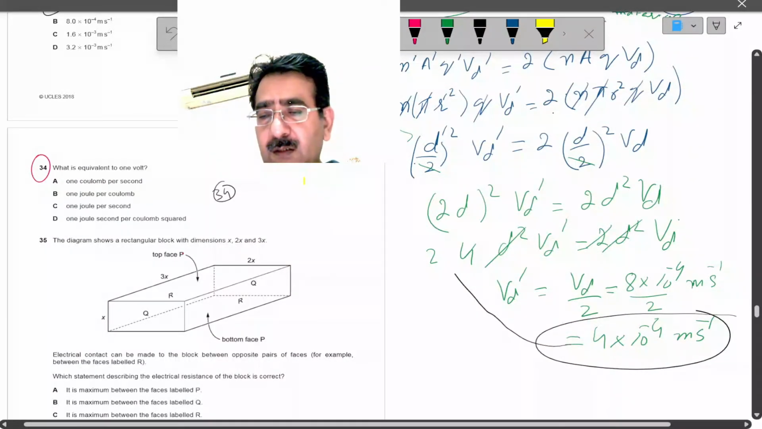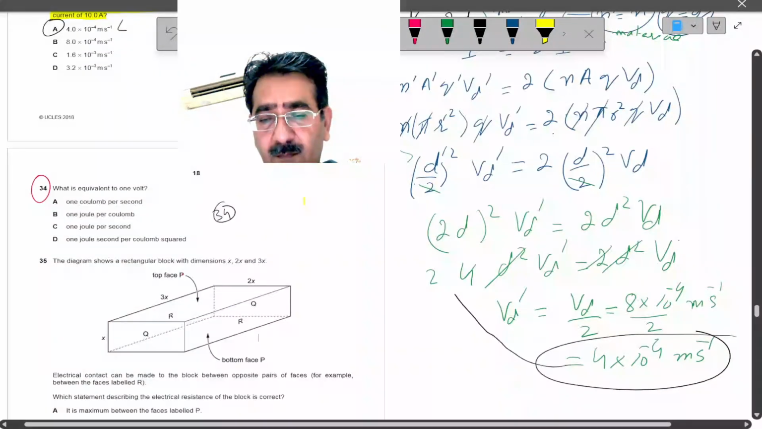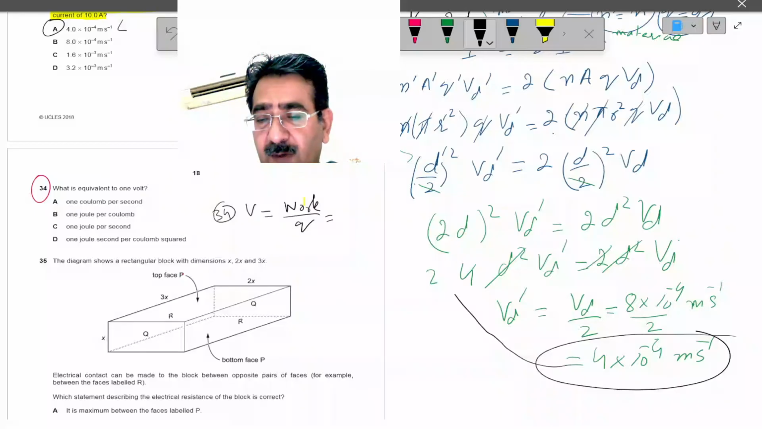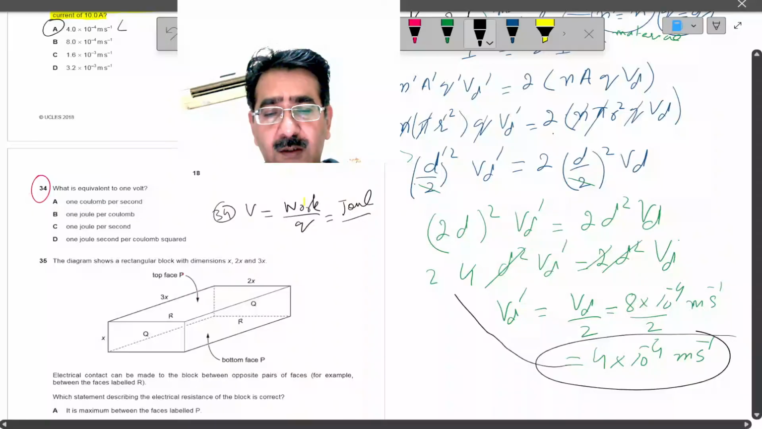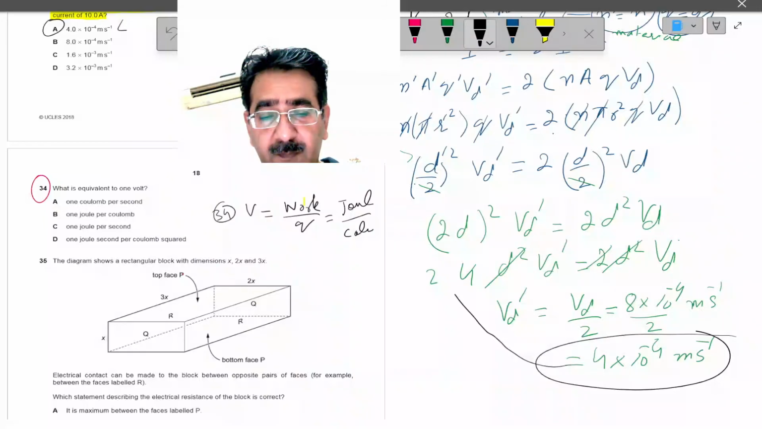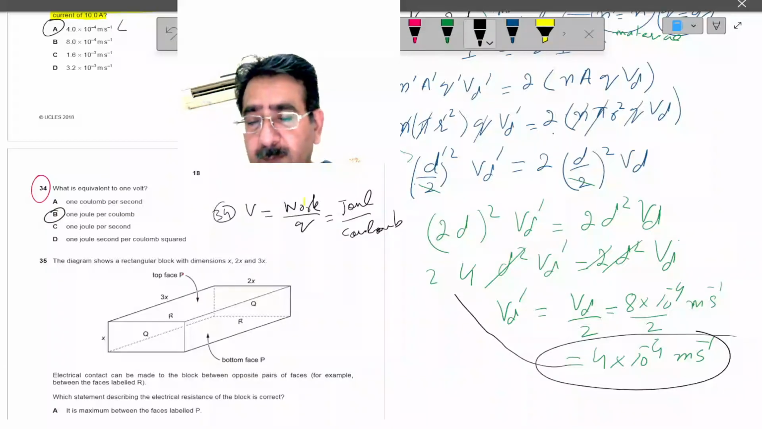What is equivalent to 1 volt? Volt is work per unit charge, and the unit of work is joule. Work is energy, so that will be joule per coulomb. So the answer is B.